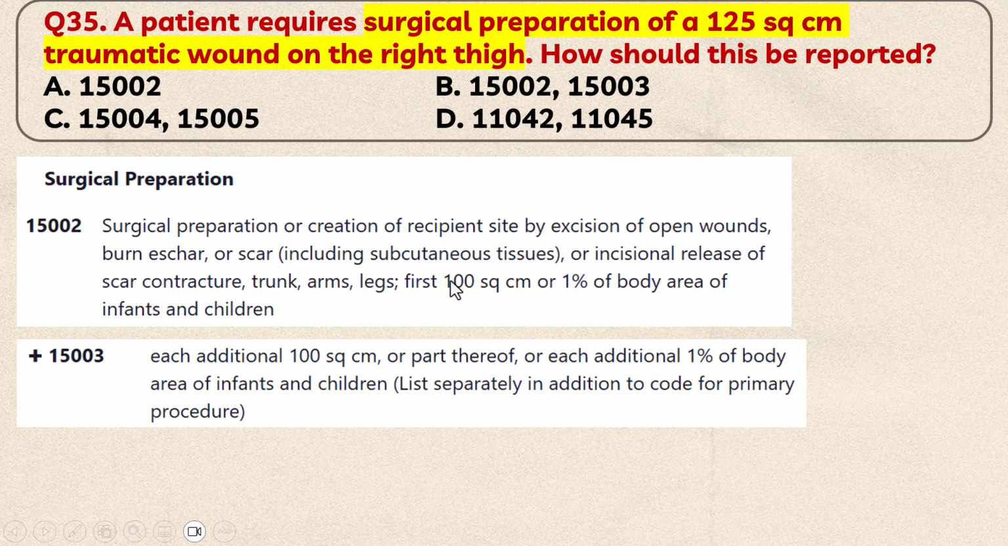So first 100 square centimeters you have to use this 15,002, and each additional 100 square centimeters you have to use the additional code 15,003. So here is 125. So you have to use both codes. So the correct answer will be answer B, that is 15,002 and 003.